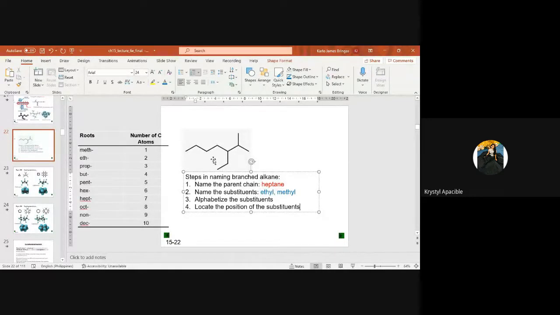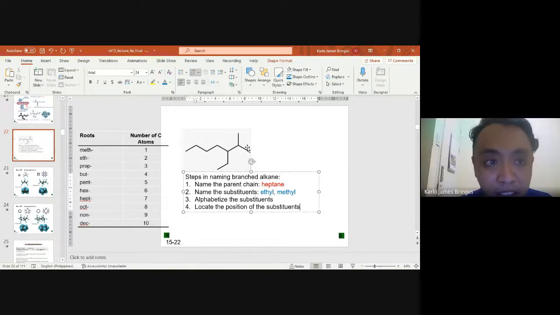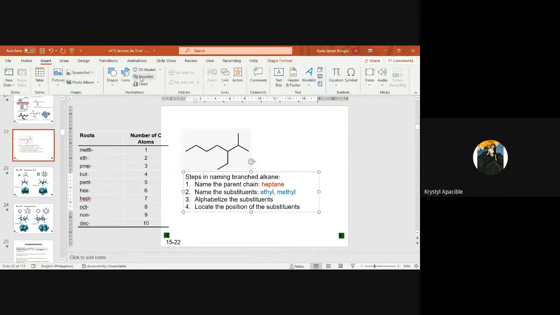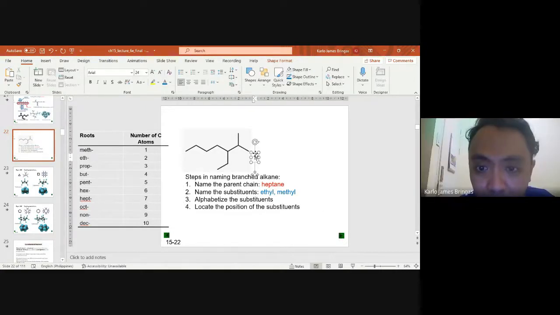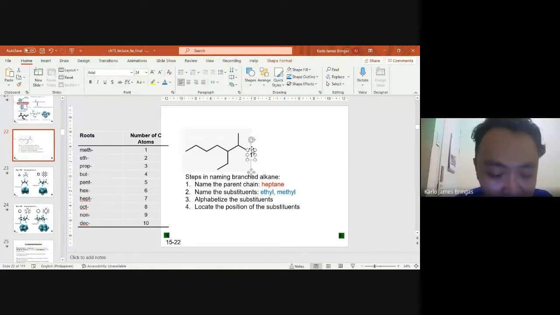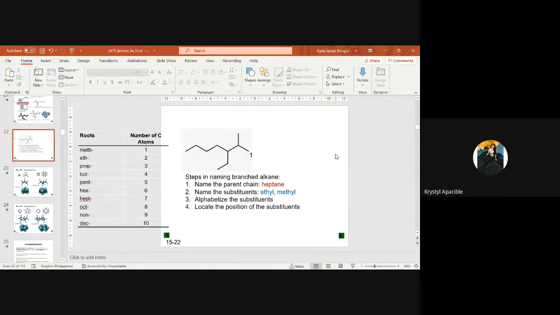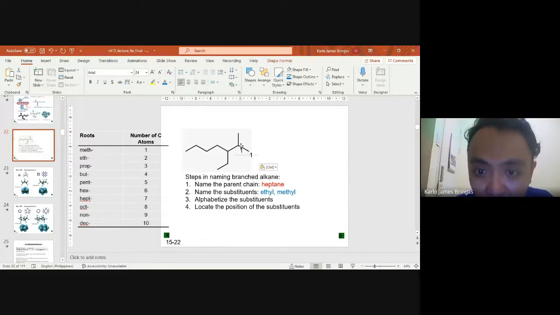And finally, let's locate the position of the substituents. Now you can try to number this one from left to right. 1, 2, 3, 4, 5, 6, 7 sa ating parent chain. However, the better way to number this is mag-umpisa tayo sa right side. So you might wonder bakit sa right side? Ang gusto natin ngayon is dapat ang substituents natin, ang kanilang location should be the smallest possible number.